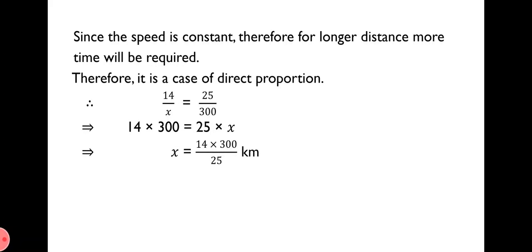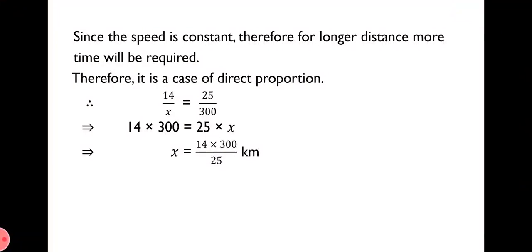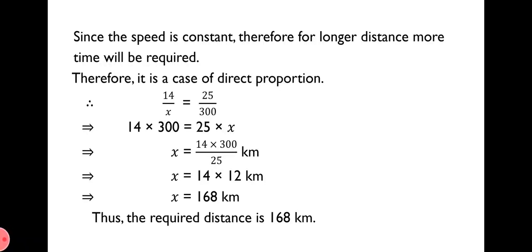We know that we can cut 25 and 300. That is 25 ones are 25, and here also we will get 25 ones are 25 and 5 will be left. So 25 twos are 50. That implies x equal to 14 multiplied by 12 kilometer, implies that x equal to 168 kilometer. Thus, the required distance covered by the truck is 168 kilometer in 300 minutes.